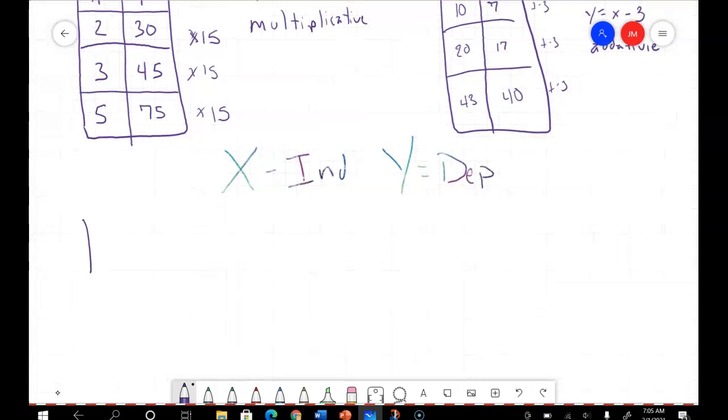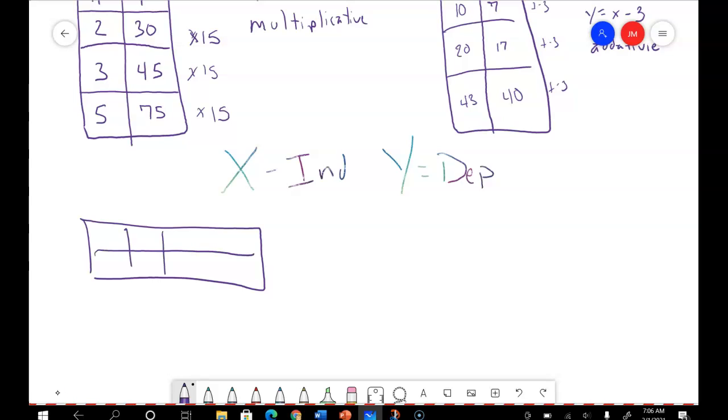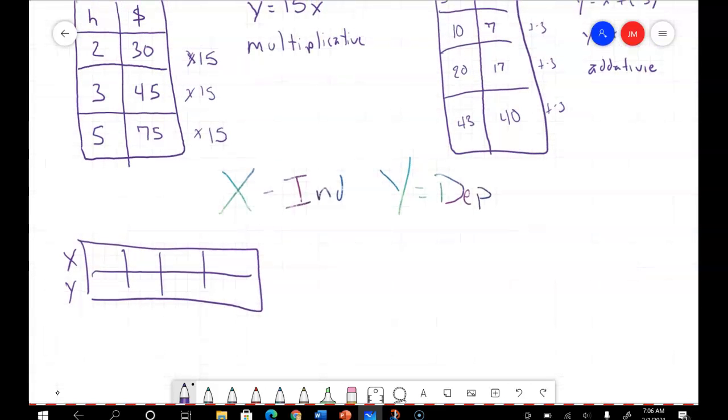When we have tables that are written horizontally rather than vertically, x is on top, y is on the bottom. That's actually an x. So our independent variable will go on top. So we would still use the same labels. So hours and dollars, 2 hours, $30, 3 hours, 45, 5 hours, 75. Okay, so when you have a horizontal table, the independent variable will go on top, the dependent will go on the bottom.